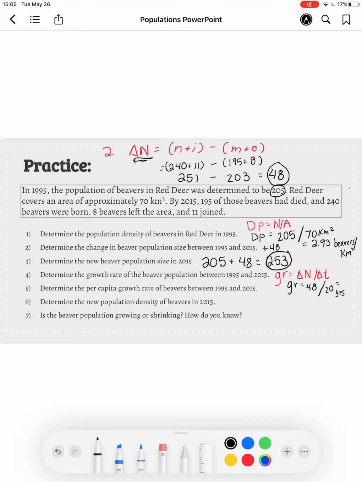So then all we've got to do is go 48 divided by 20, and we get 2.4. So basically what this is saying is that the beaver population went up by 2.4, or almost 2.5 beavers every year. Okay, so that's that answer there.